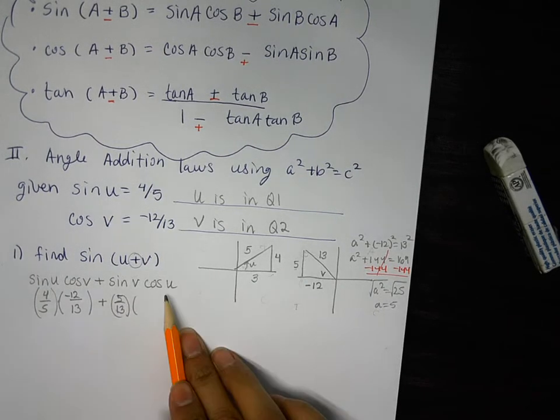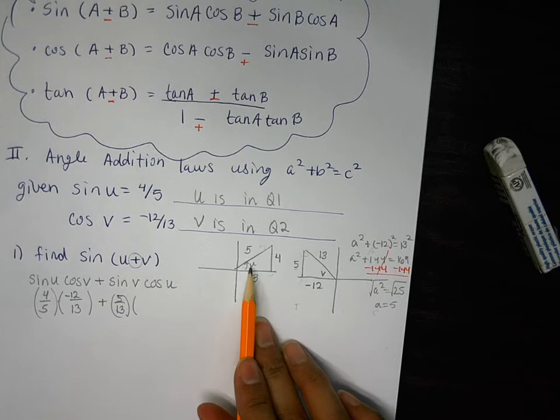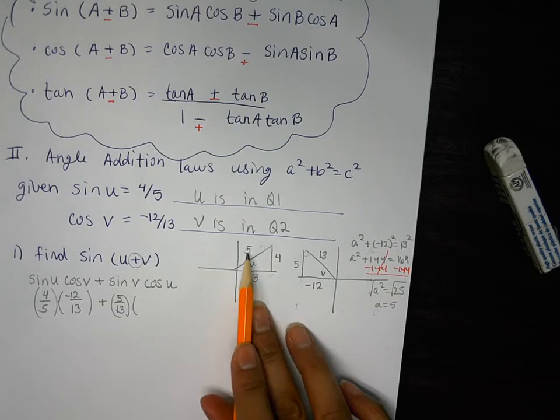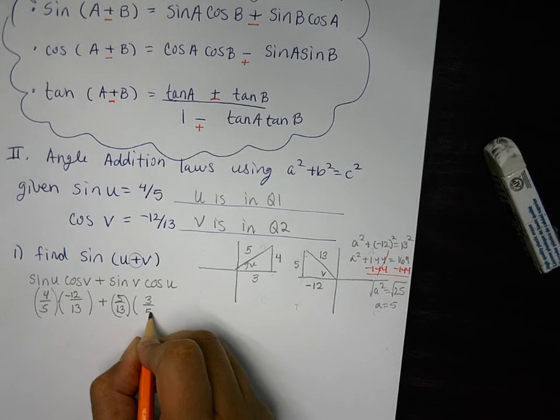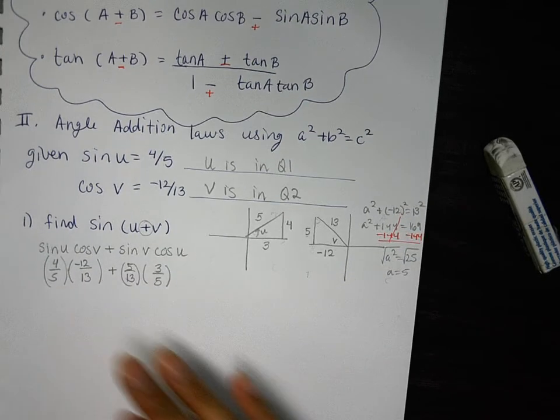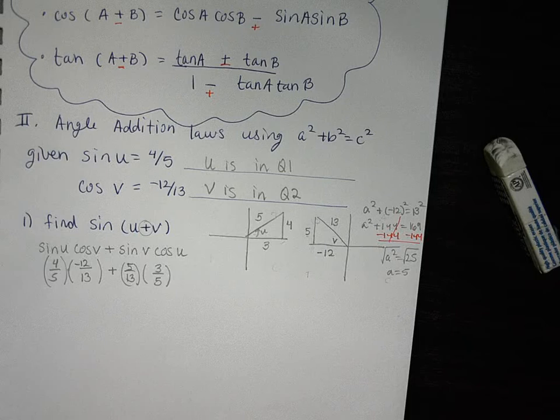Parentheses, and then cosine of u, this one's u. Cosine's adjacent over hypotenuse. What do I end up with? 3 what? 3/5, 3 over 5. All right, and then you multiply. What's 4 times negative 12?